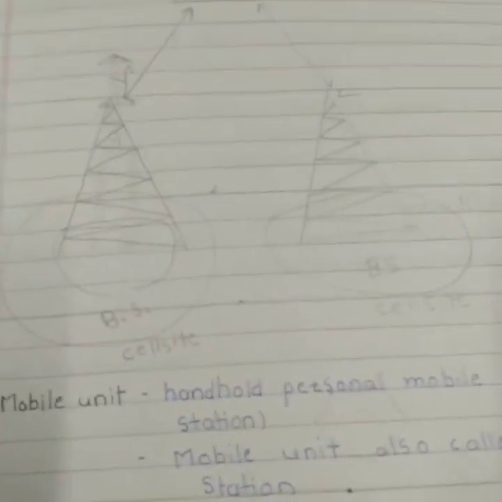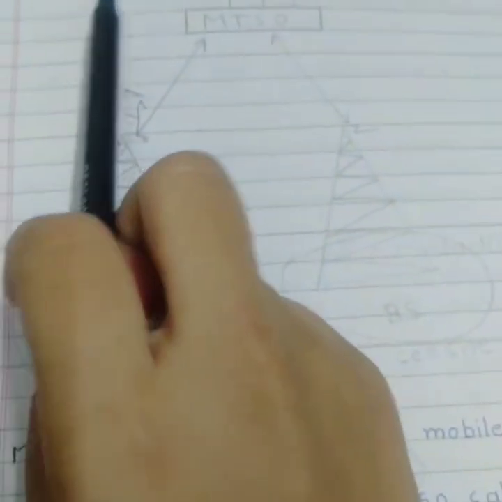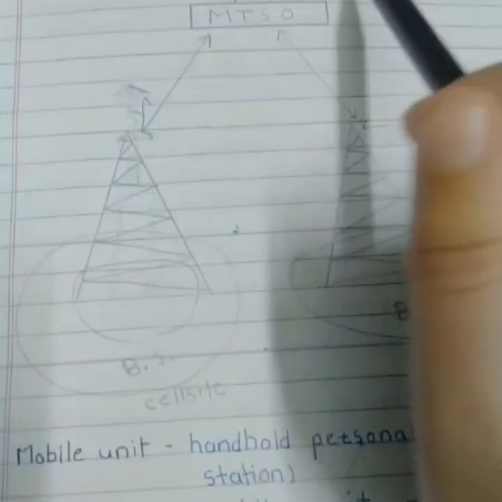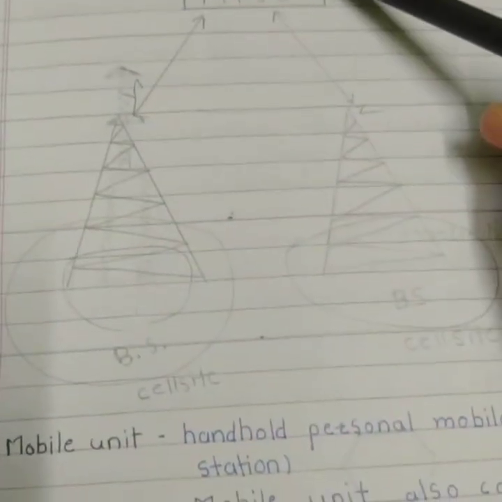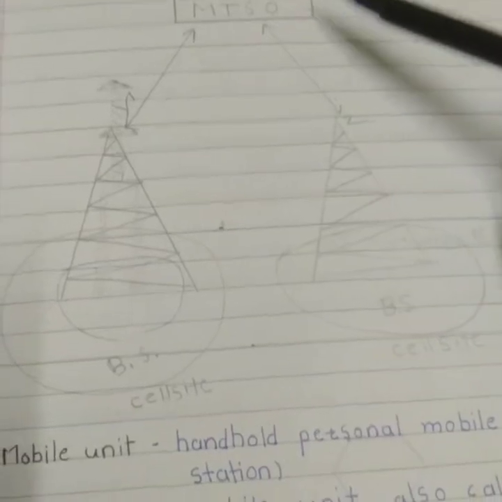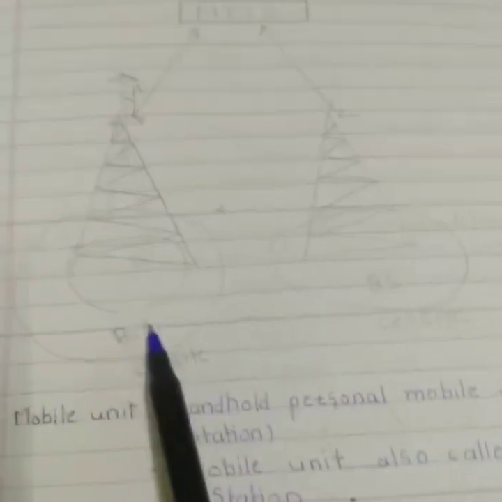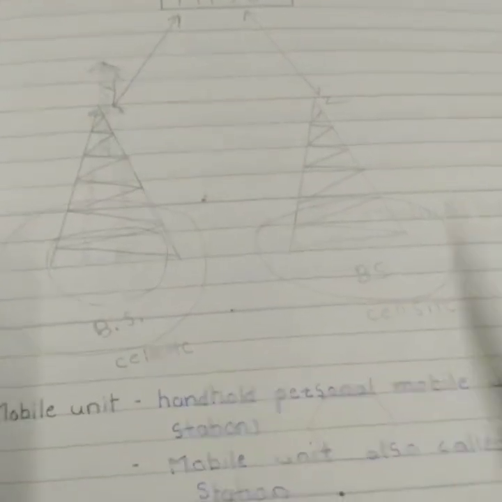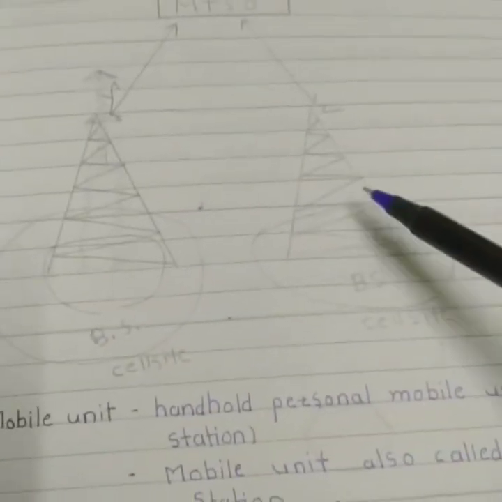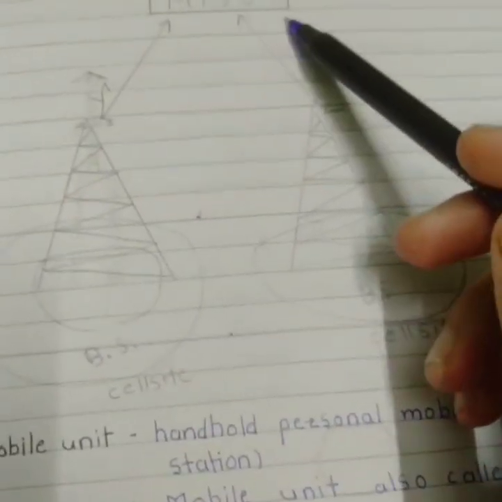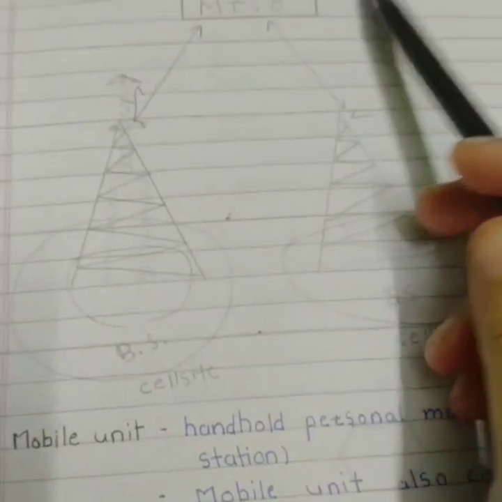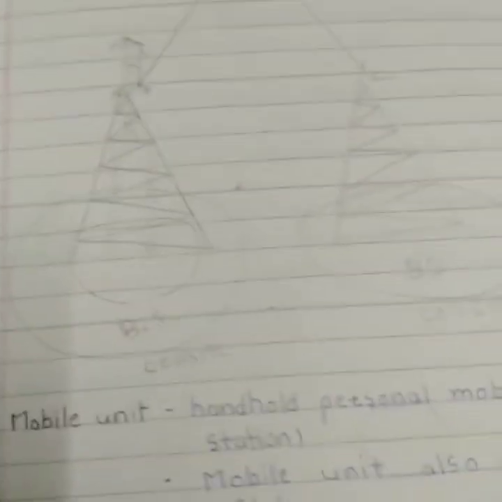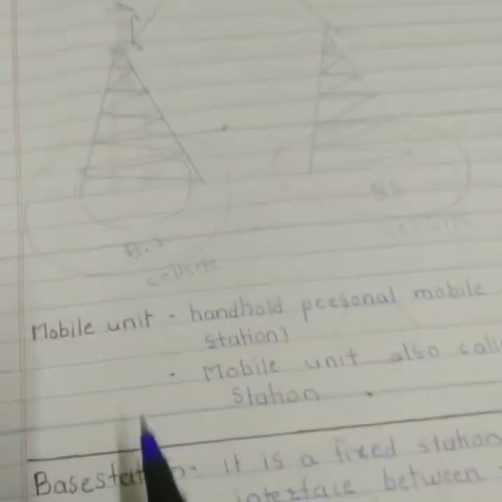I come with the second chapter of mobile communication, that is fundamentals of cellular system. Firstly we will see the basic cellular system, which is a very easy topic. So this is the PSTN, public switched telephone network, and then the MTSO, the cell site, base station, and another base station and cell site. You have to draw only the base station, cell site, and then connect the MTSO to the PSTN. So we'll know in depth what the fundamentals of cellular system are.